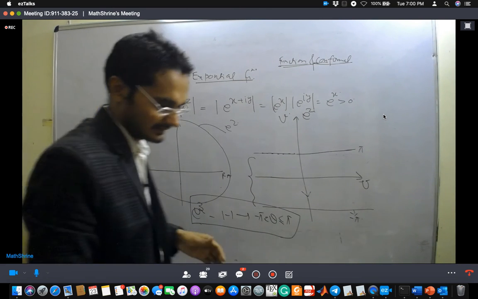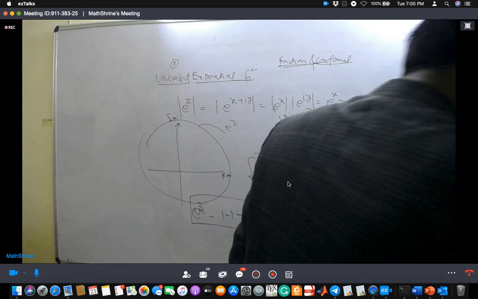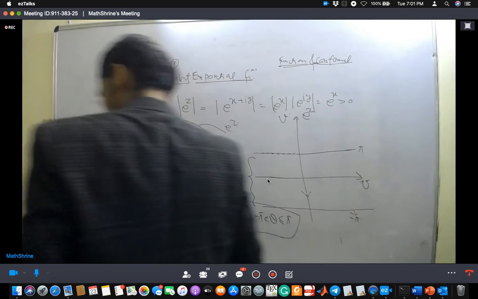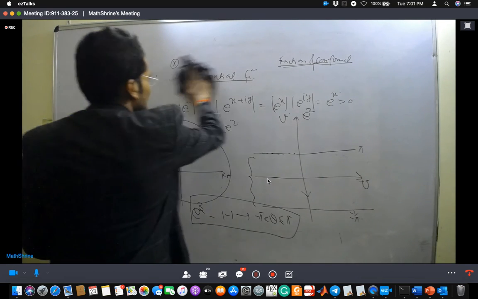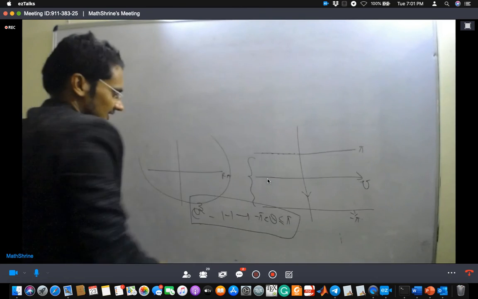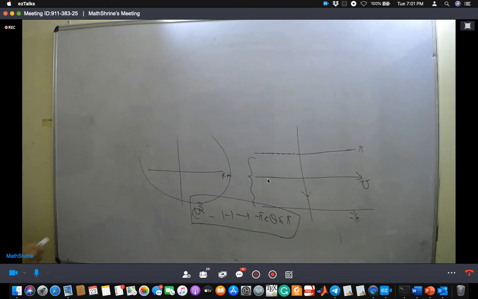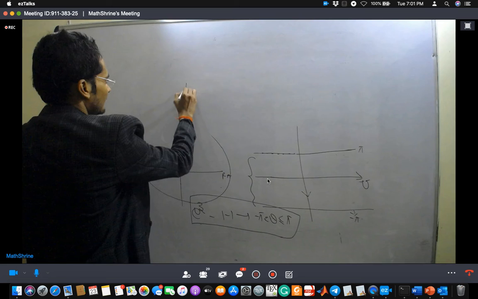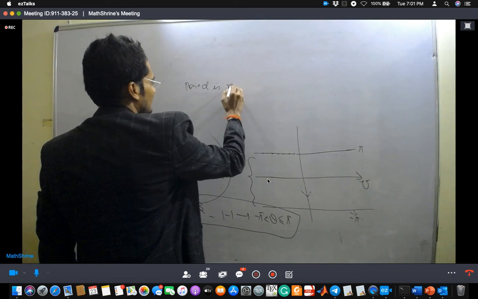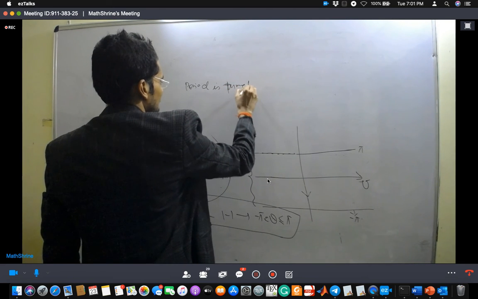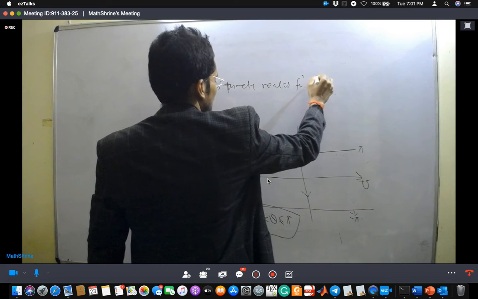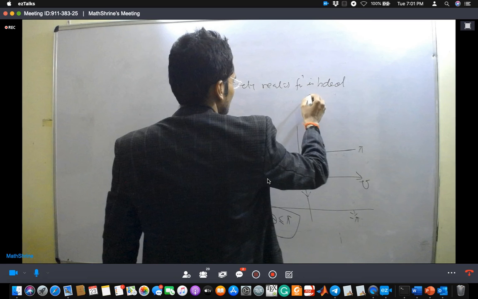Yes, so I wanted to write this. If the period is purely real, it implies that the function is bounded along the real axis. If the period is purely imaginary, it implies that the function is bounded along the imaginary axis.